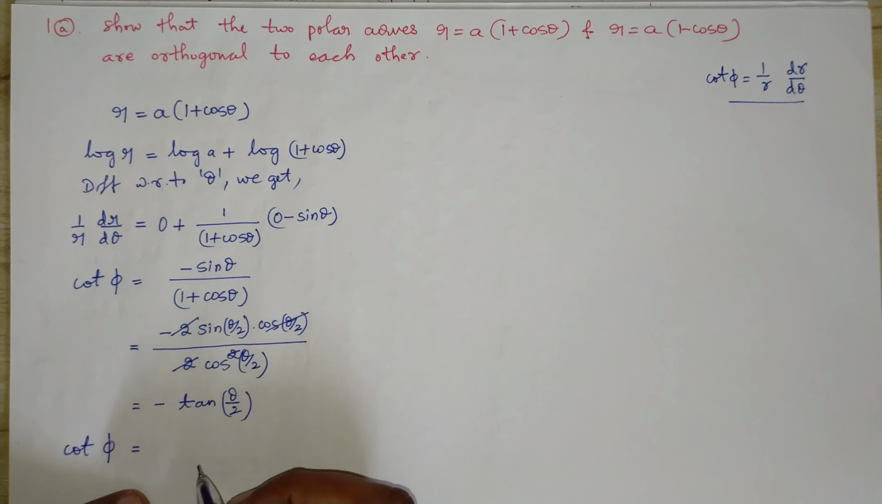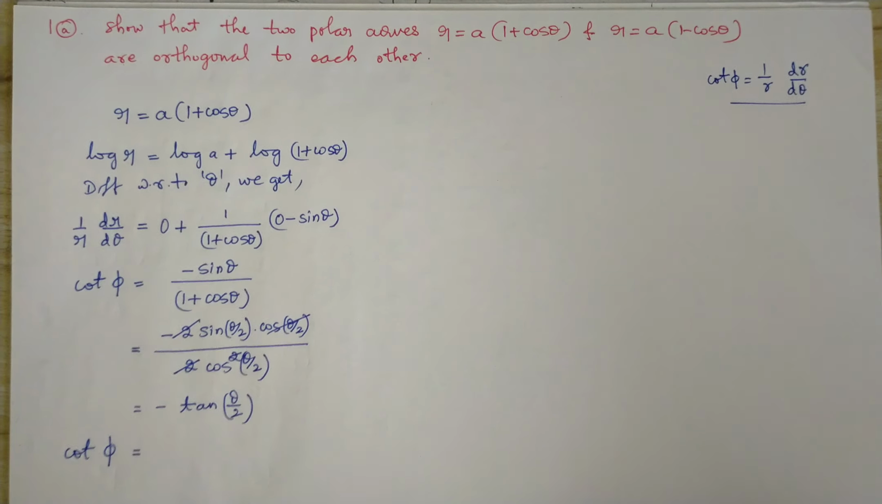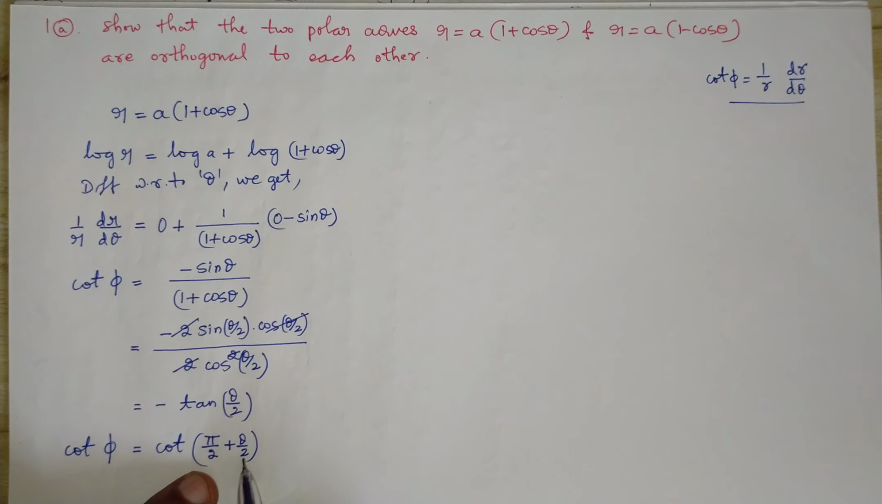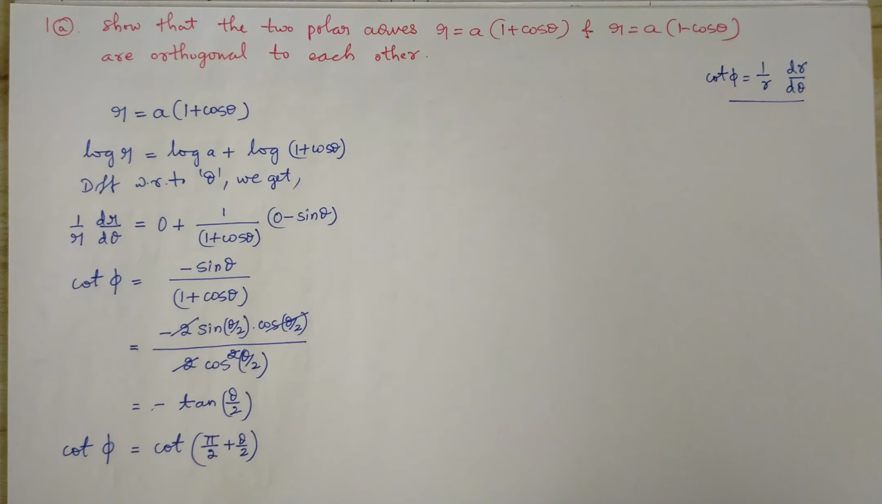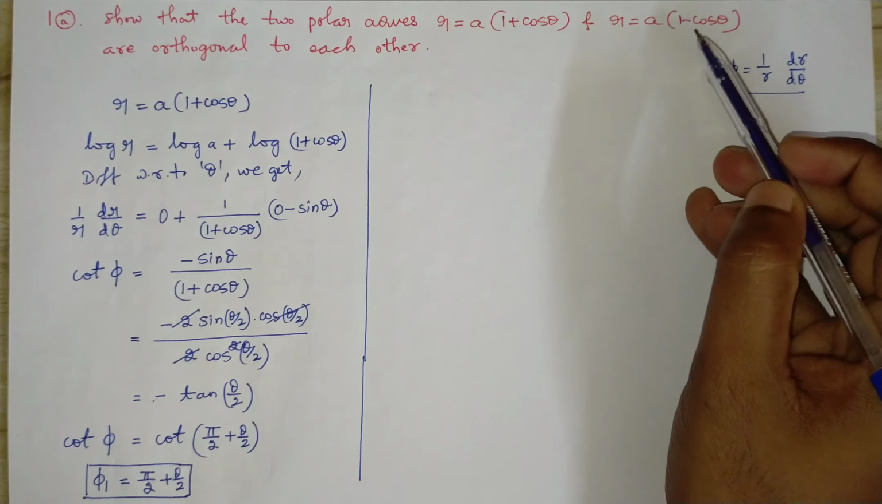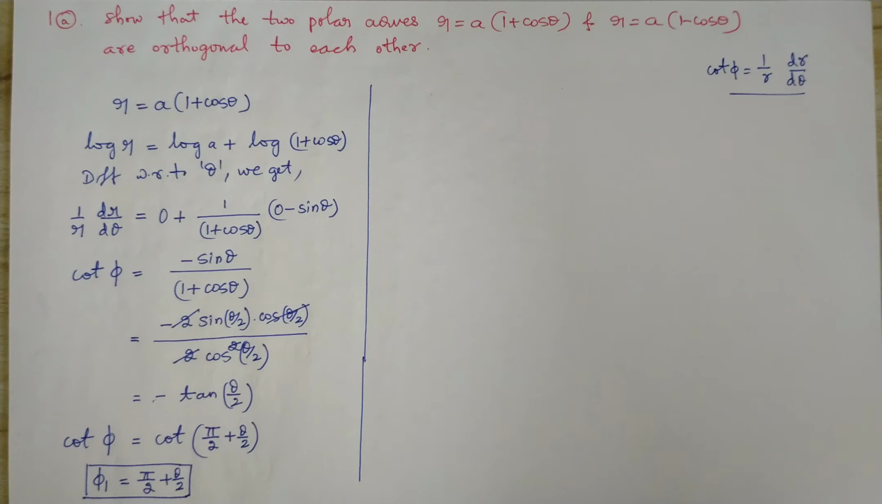But minus tan theta by 2 is nothing but cot of pi by 2 plus theta by 2. Here pi by 2 plus theta by 2 will come in the second quadrant where only the sin family is positive, so we have minus here. On comparison, we can say that phi equals pi by 2 plus theta by 2. Let us call that phi 1. In a similar manner, let us calculate the angle between the radius and tangent vector for this other polar curve.